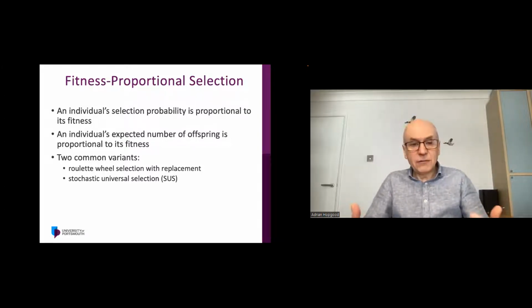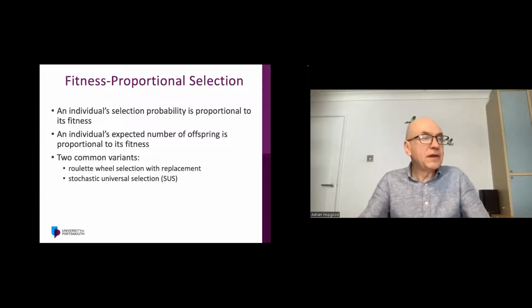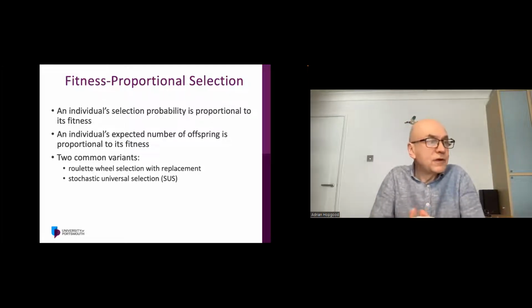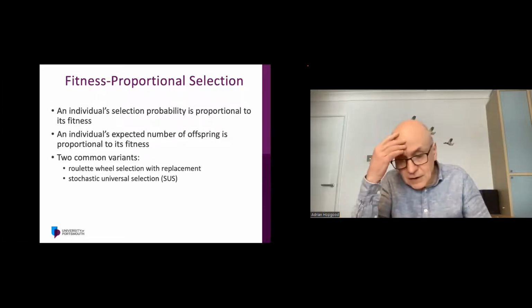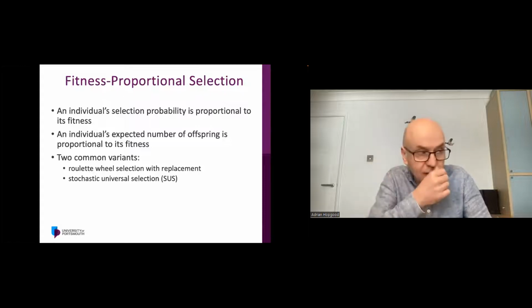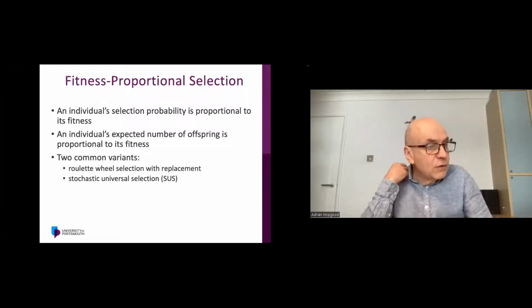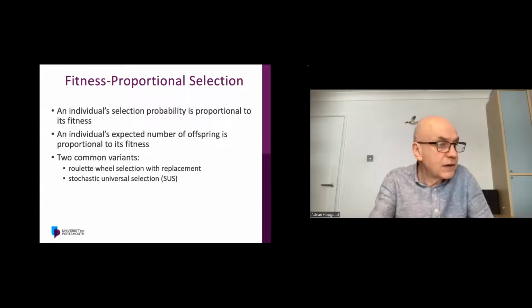What that means is that an individual, a chromosome's probability of selection is proportional to its fitness. So its expected number of offspring is also proportional to its fitness. And there are two common variants. I'm going to start with roulette wheel selection with replacement, and then I'll move on to stochastic universal selection, SUS.